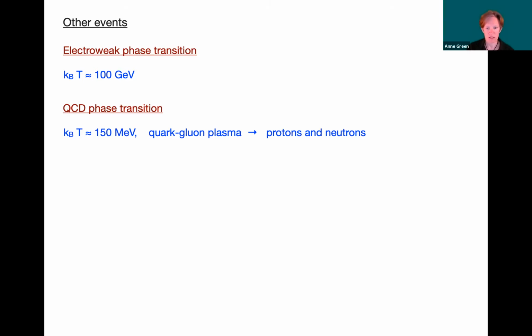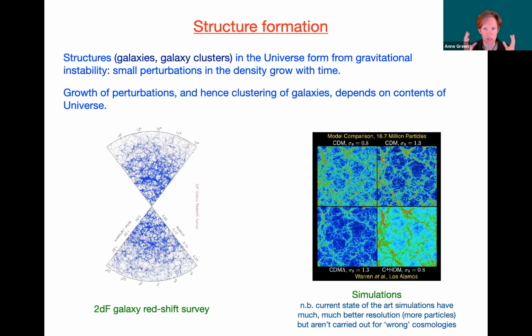Right, so now on to structure formation. I mentioned when talking about the cosmic microwave background that structures in the universe form via gravitational instability. We've got small initial perturbations and they grow with time. How those perturbations grow, and hence how galaxies cluster, depends on what the universe is made of. So observing galaxy clustering is another way that we can measure the cosmological parameters, i.e. what the universe is made of.